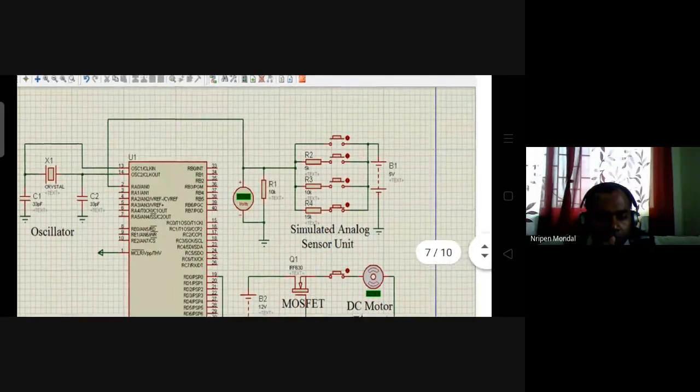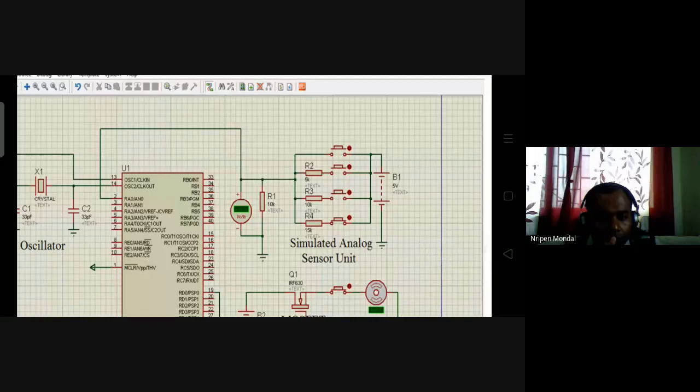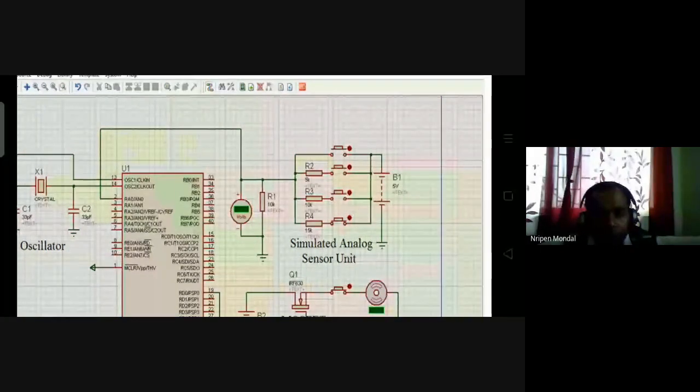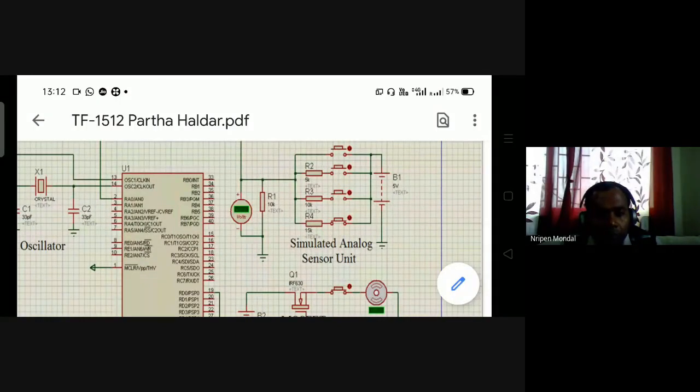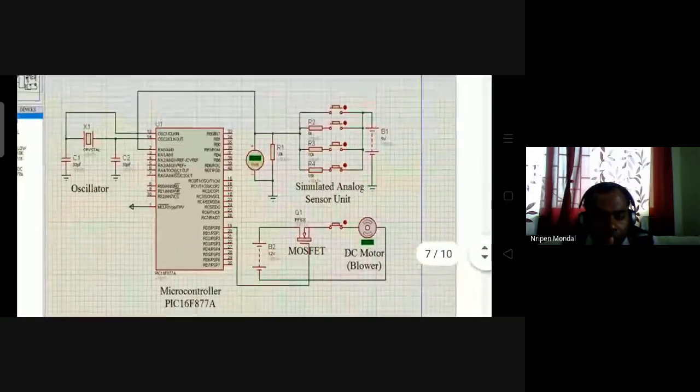Say, for example, in one tile 2 or 3 persons are standing. These are the simulated analog sensor units. Depending on the pressure sensed by that sensor, a number of switches, there are 4 switches, are engaged. So it is proportional to the number of people present. For example, if 2 persons are standing on that tile, one switch will engage. Similarly, if 4 or 5 persons are standing, 3 switches may engage. And if 8 persons or more are there, then obviously all 4 switches will engage, and proportionally the voltage will be provided to the microcontroller, and then to the MOSFET, and the AC blower speed can be controlled.